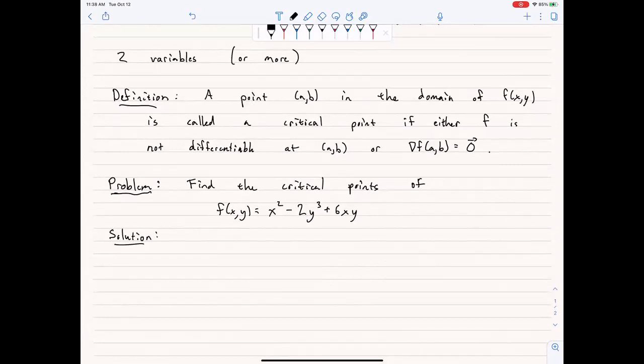So the first thing you do in this case is you take its gradient. You take f's gradient. So we just compute the gradient of f. And recall what that is. I take the partial with respect to x and the partial with respect to y, and I put them in the respective components of the vector. These are functions. So I'll get 2x plus 6y here. And then I'll get minus 6y squared plus 6x here.